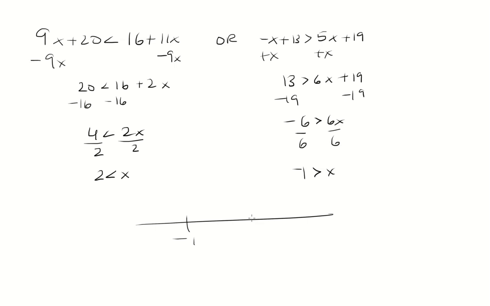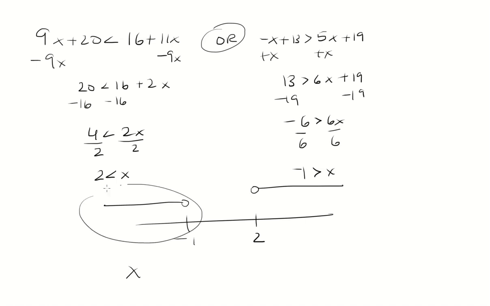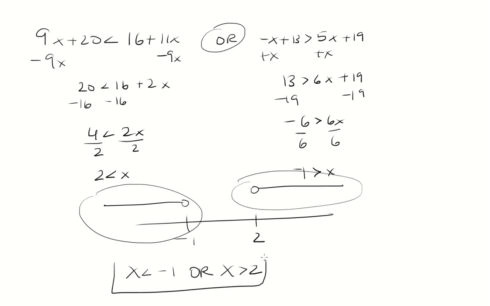So if we draw a number line, we put negative 1 and 2 on there, and then x is greater than 2, which means open circle to the right. Negative 1 is greater than x, so that's going to be open circle to the left. And the word or means you want to combine these two. So if we combine them, we have this right here, which is x is less than negative 1, or over here, x is greater than 2. And that's our answer.